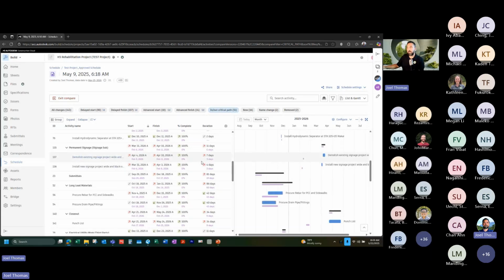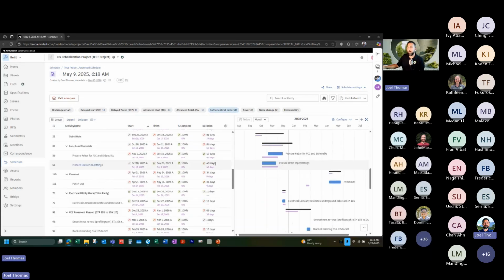It looks like the signage was an extra 4 days. There's an extra day here. And then you'll see this too. If you see this green arrow, that means you actually saved time. So it looks like with procurement of our long lead materials, the contractor actually saved some time. I would usually take note of that. That's how you're going to see what happened to the schedule in the end.